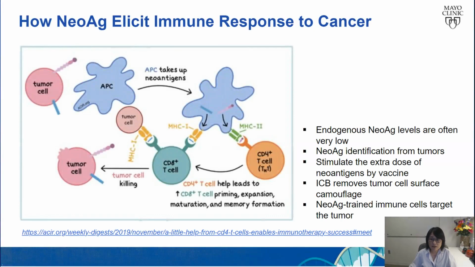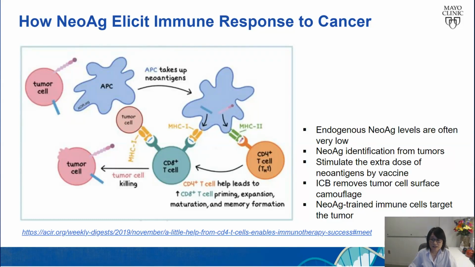A brief overview of how neoantigen works. The tumor cells, like the one in the center of this diagram, present neoantigens by class 1 MHC to CD8 positive T cells. In addition, antigen-presenting cells, such as the dendritic cells shown here as the large blue starfish-like ones, can also take up and present neoantigens by both class 1 and class 2 MHCs to CD8 and CD4 T cells, respectively. Together, this process leads to adaptive immune responses that kill cancer. This is how endogenous neoantigens work.